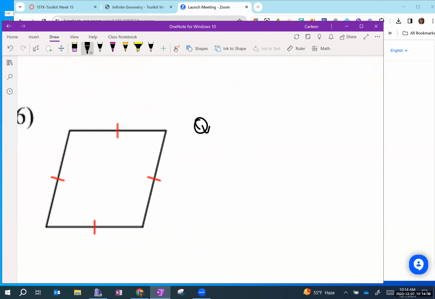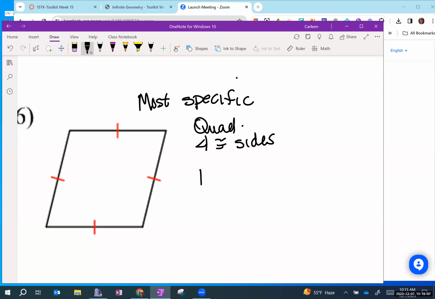Okay, it's a quadrilateral with 4 congruent sides. It is a parallelogram, but it is more specific. Okay, what is the most specific name? Is rhombus. Yeah, 4 congruent sides, rhombus.